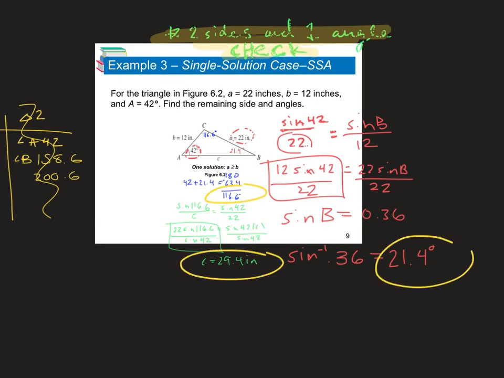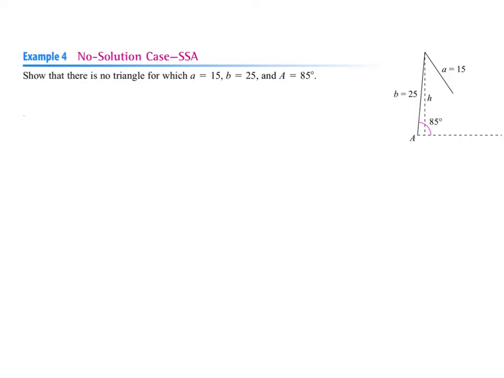Yes. A is equal to 15, B is equal to 25, and angle A is equal to 85 degrees. So again, it gives us two sides and one angle. So in this case, we would check if we have one triangle, two triangles, or no triangle. It kind of hints that we have no triangle, so we just have to show how. So what would be the proportion that we have to set up?